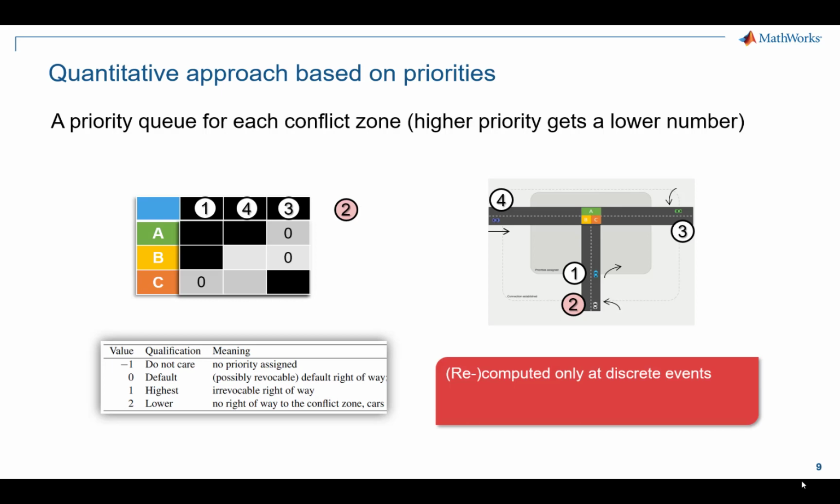It turns out we only need to compute them at discrete events when there is a significant change. And there are 2 kinds of discrete events where such a change happens. One is when a new car reaches a prioritization perimeter, which is shown by this gray rectangle around the intersection. And the other one is when an existing car leaves the intersection and the new car behind it becomes the head of a queue. So in this case, when 1 leaves, then 2 becomes the head of the queue, and then we need a reassignment of priorities.